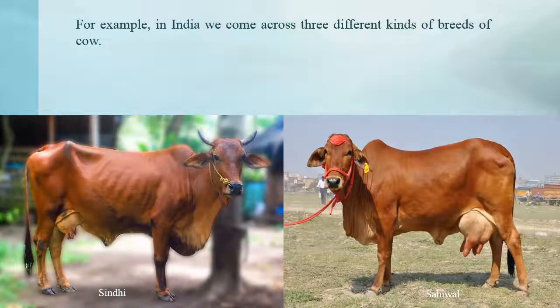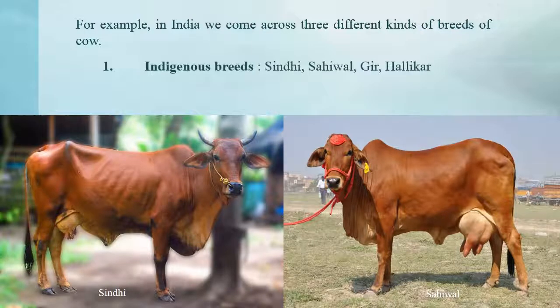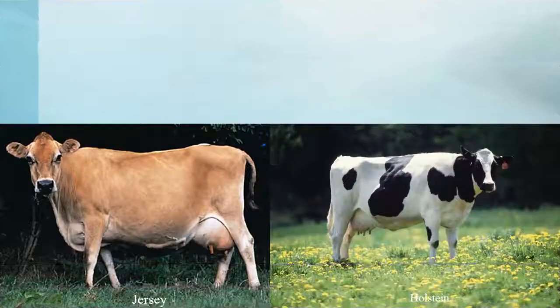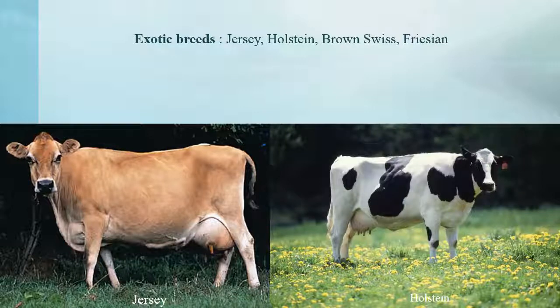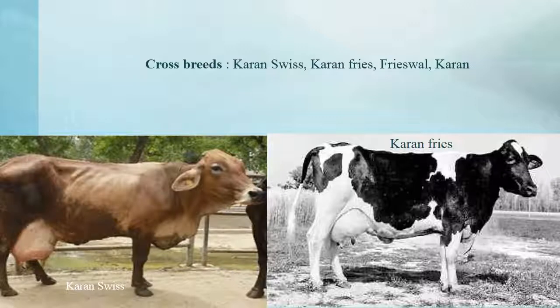For example, in India, we come across three different kinds of breeds of cow. Indigenous breeds, for example, Sindhi, Sahiwal, Gir, Halikar. Exotic breeds, for example, Jersey, Holstein, Brown Swiss, Friesian. Cross breeds, for example, Karan Swiss, Karan Fries, Frieswal, Karan.